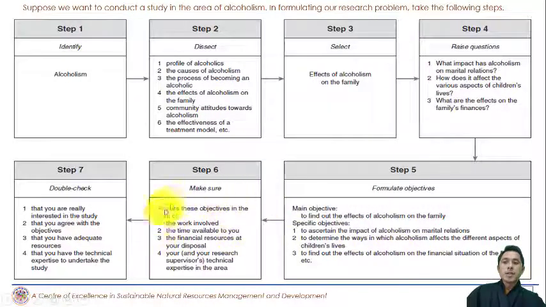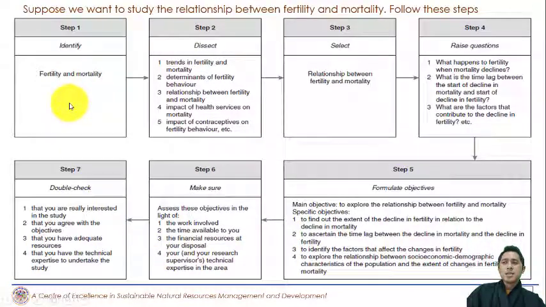Then again, make sure that these objectives that we have framed are within the principles of SMART, within the considerations that we had to make when we are choosing the research problem, like interest, relevancy, expertise, and all. And at last, double check whether you have done it well. So this is how you choose a research problem when you deal with alcoholism. And this is on fertility and mortality. Identify, dissect, select, raise questions, formulate, then assess, make sure, then again double check.